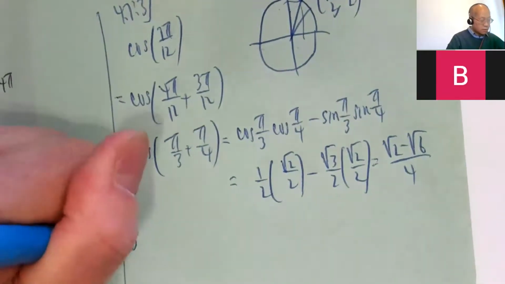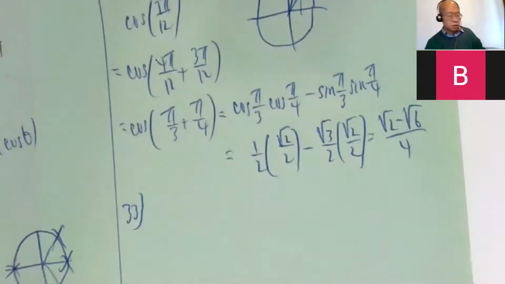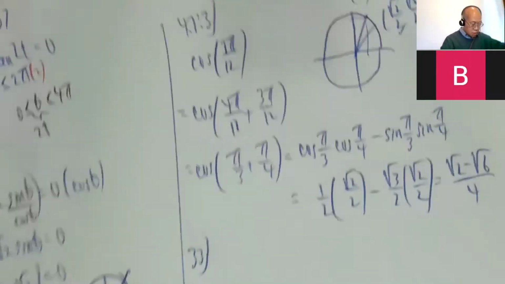And then 33 was asked for. Verify the identity.